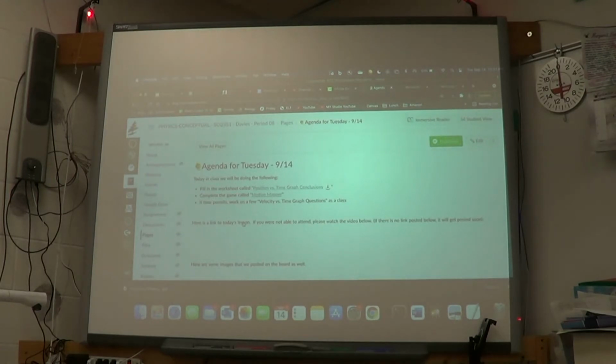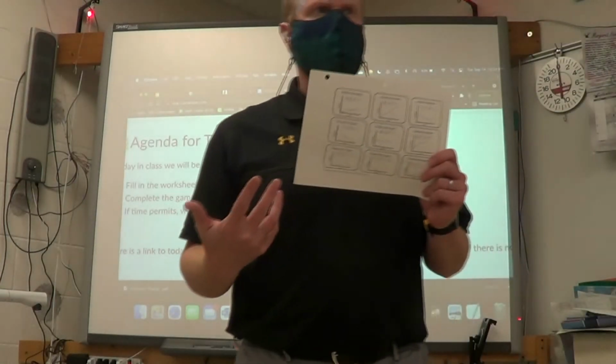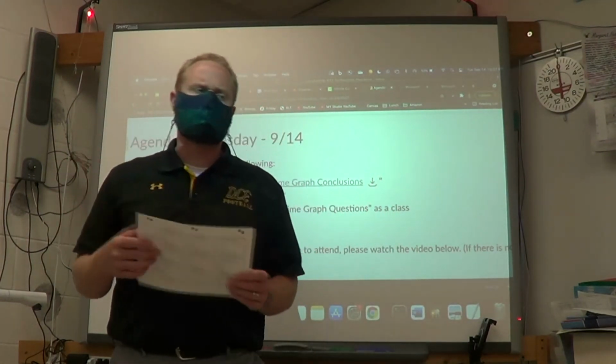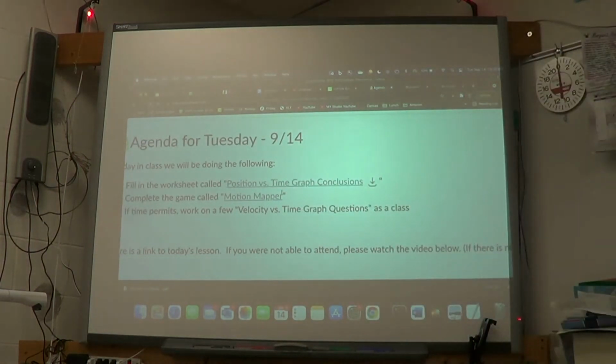So yesterday I had you go through and look at position versus time graphs. There's a series of questions for you to answer based upon how the graph moves, how it curves, is it straight, is it not straight, is it a positive slope, is it a negative slope. We can draw some conclusions from that. Just to make sure we're clear.